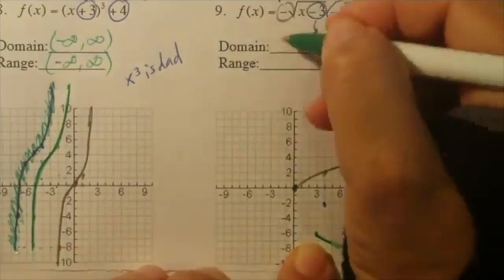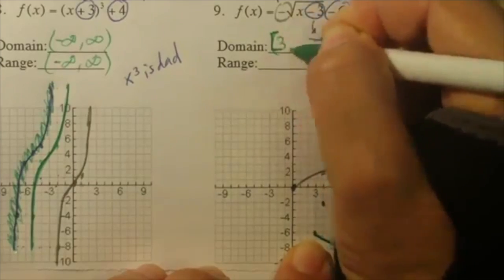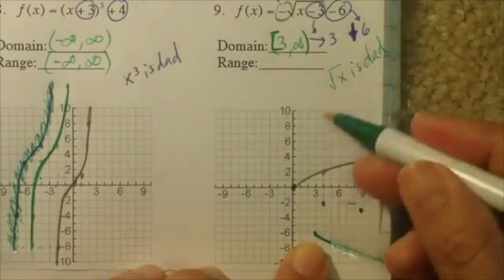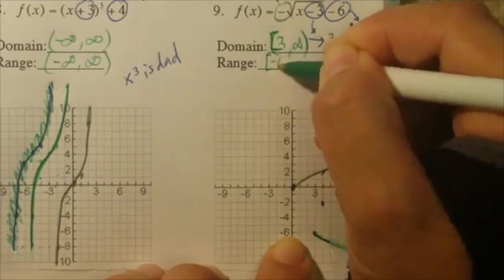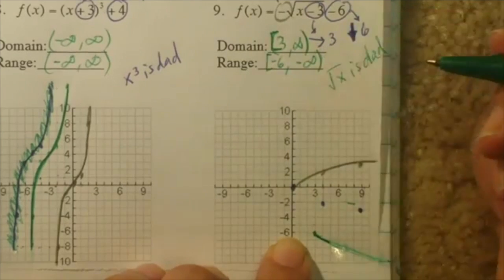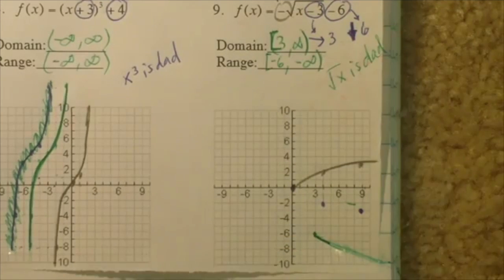Domain, again, x starts at 3, including 3, so bracket, goes on forever to the infinity side. The range starts at -6, including -6, going on forever to -infinity all the way down. And that's it, guys.